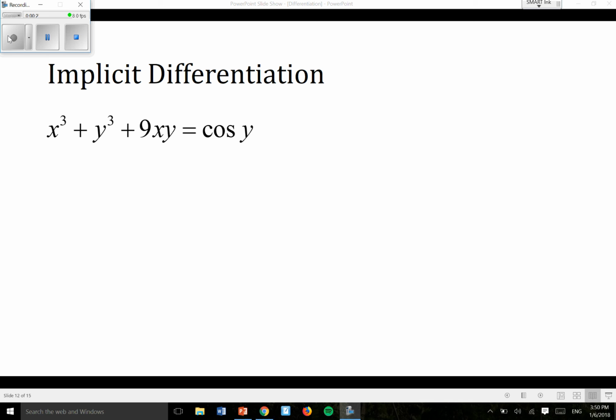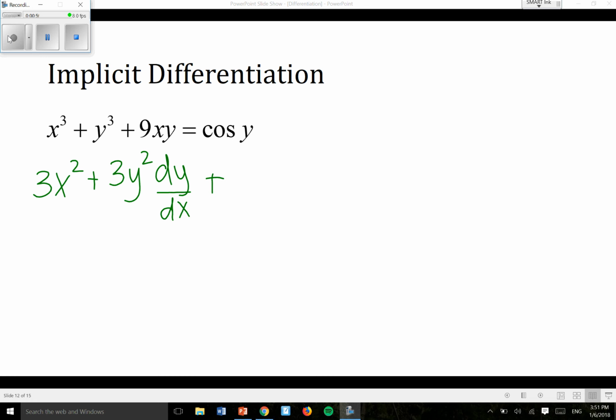I would work through this one with me if you have your pencil and paper in front of you. So we'll start with x cubed. The derivative of x cubed with respect to x is just 3x squared. Then we'll look at the derivative of y cubed with respect to x. Remember, y is sort of acting like an inner function here. So we get that the derivative is 3y squared, but then we have to multiply by the derivative of that inner function, which is dy/dx.